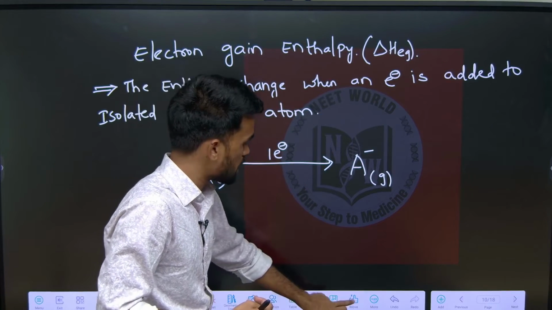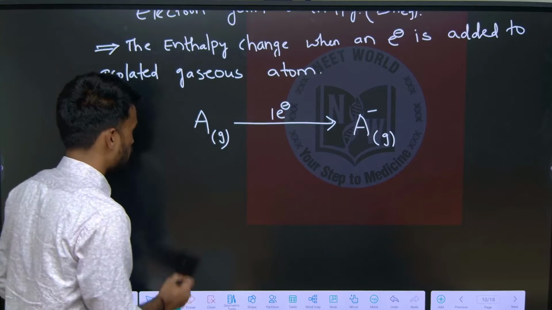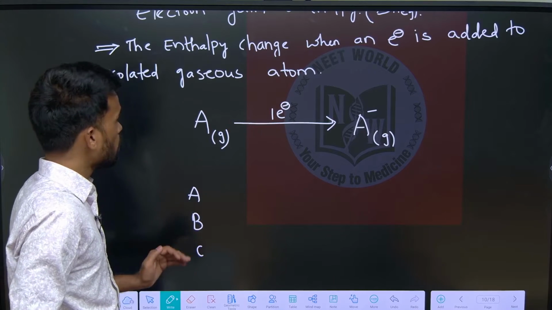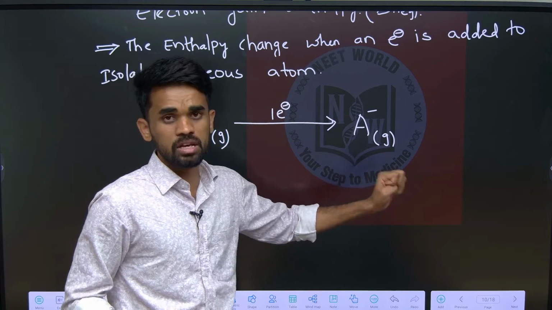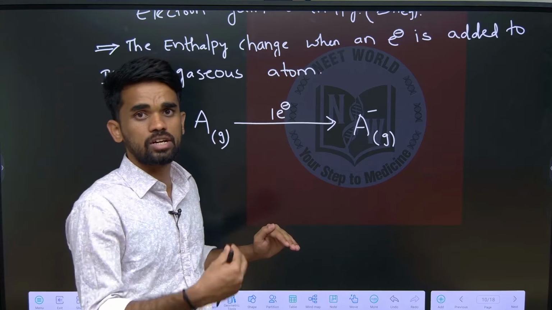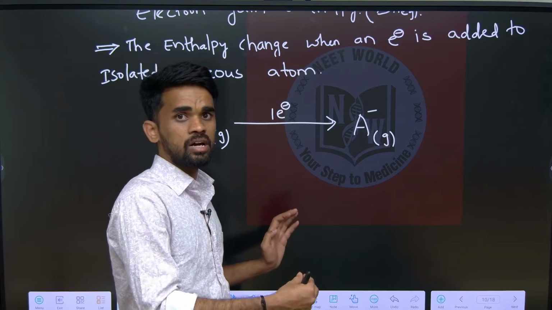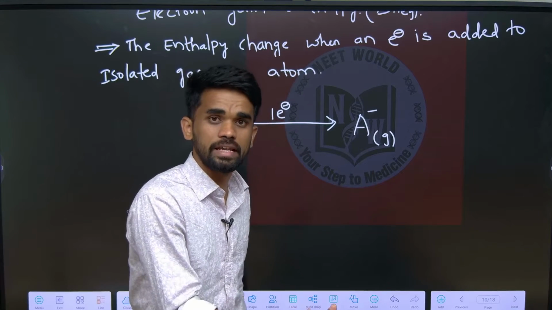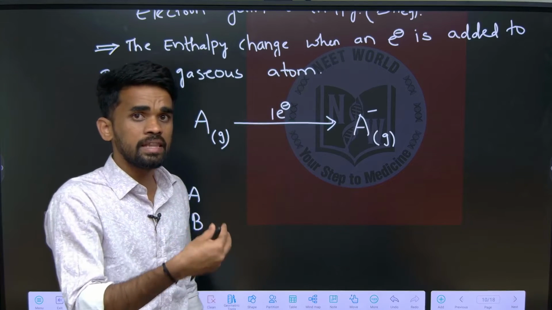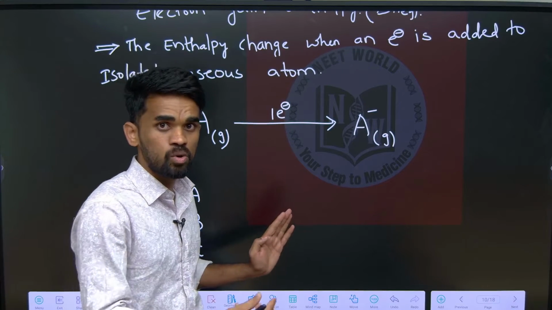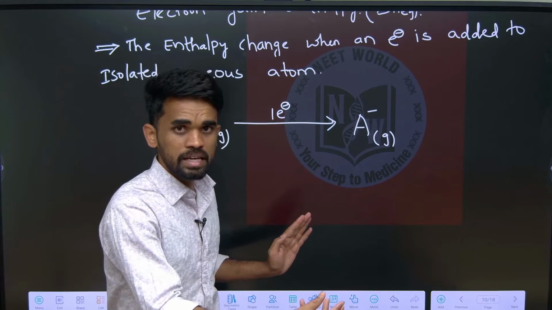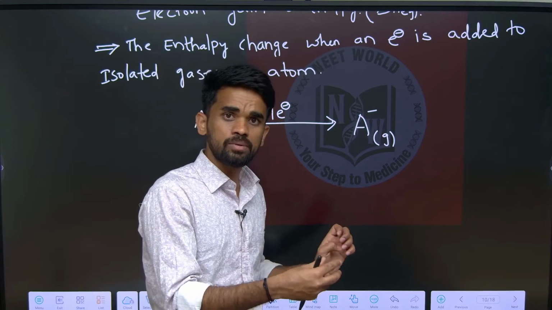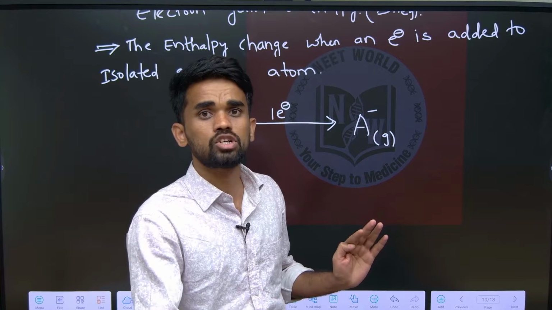So what is the use of this electron gain enthalpy? Let us say we have elements like element A, element B, element C. Based on the electron gain enthalpy values, we can say which element easily gains an electron and converts into the respective anion. The element with more negative electron gain enthalpy has more tendency to gain the electron, and we can also say it has more electron affinity.